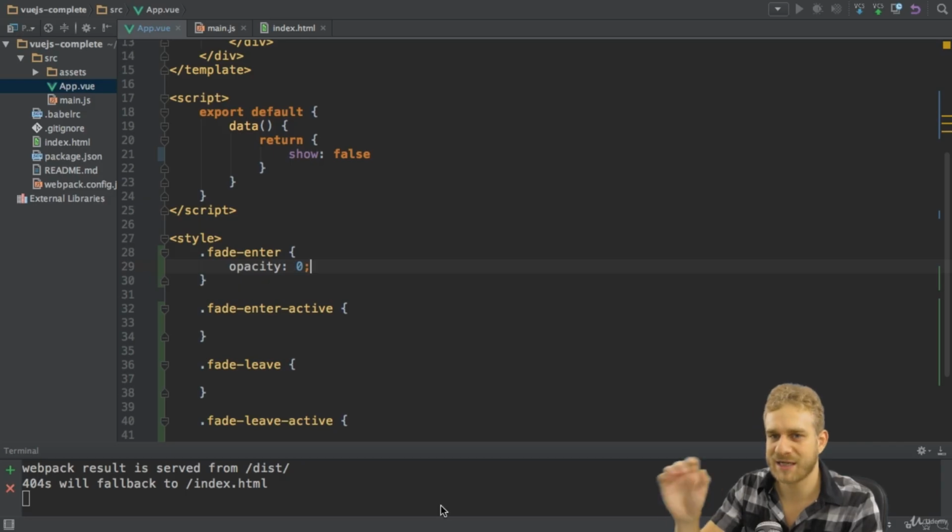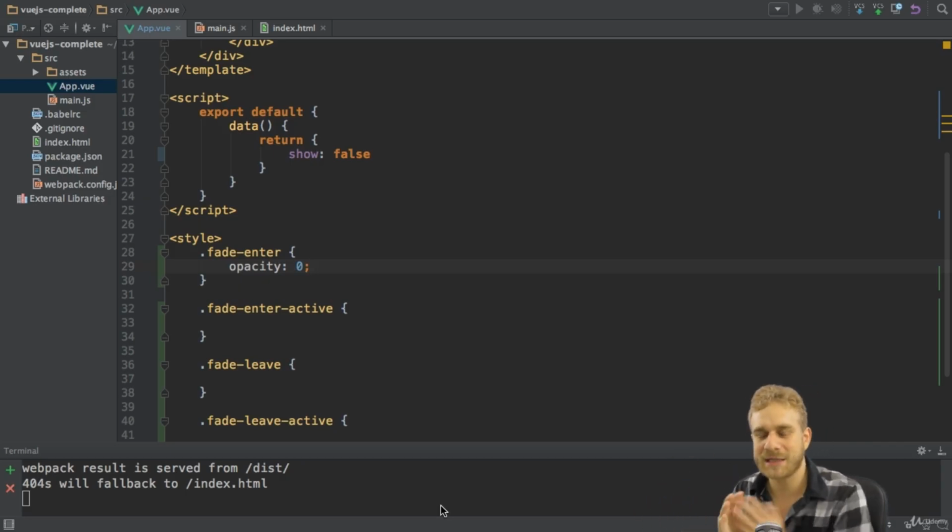And that is all. I'm not setting up any transition here or something like this, because keep in mind, this class will immediately be removed after one frame. So if I would set up a transition here, that wouldn't work.